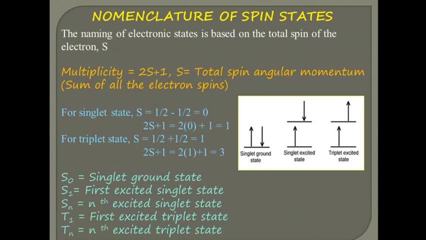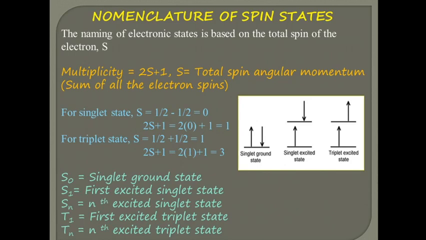Before going to the Jablonski diagram, let us know what the spin states are. Spin is nothing but the rotation of an electron around its own axis. It is in two directions, one is clockwise and another is anti-clockwise. To calculate the multiplicity, we use the formula 2S plus 1, where S is equal to the total spin angular momentum.